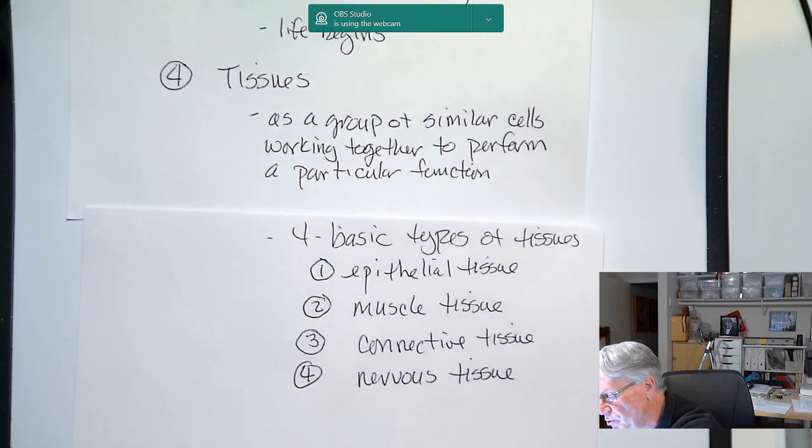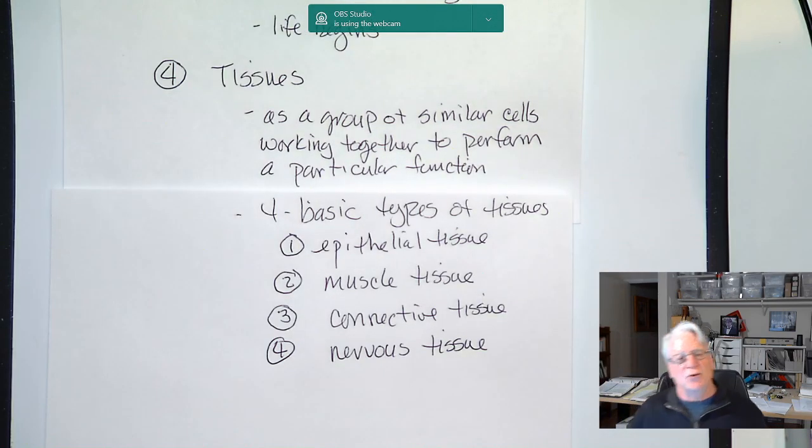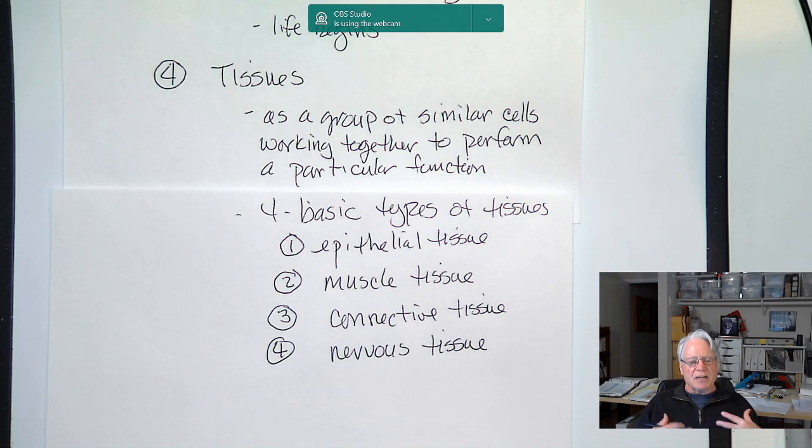We'll be looking at them. And of course, each one of those 4 basic types can be subdivided into a variety of different types. So you can have a variety of different types of epithelial tissue. If we look at muscle tissue, there are 3 basic types: skeletal muscle, cardiac muscle, and smooth muscle. Each one is slightly different from the other and performs different functions. Okay? The same is true with connective tissue and also, to a certain extent, nervous tissue. So those are the 4 basic types of tissues, and that's the 4th level of organization.